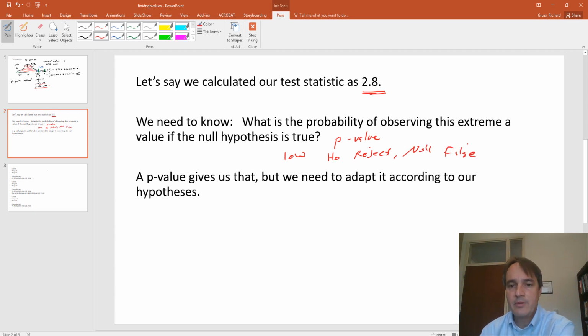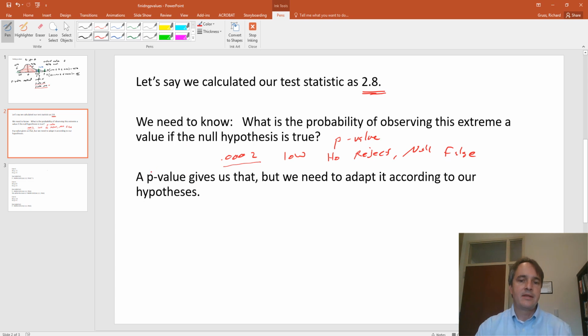Okay, so that would mean we got an extremely low probability, let's say 0.0002. Then we can say the probability of observing a value this extreme, if the null is true, is only this. Therefore, that's sufficient evidence to conclude that the null hypothesis is false. So this is what the p-value gives us.